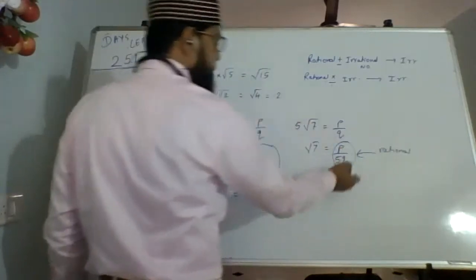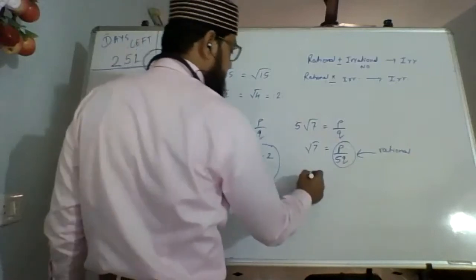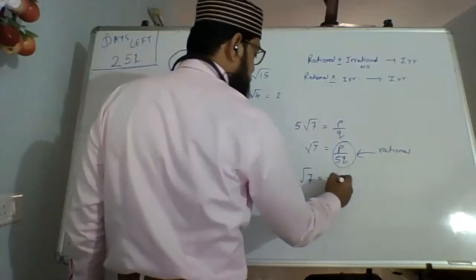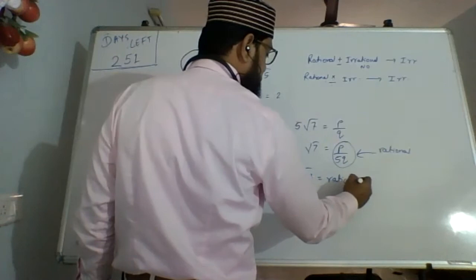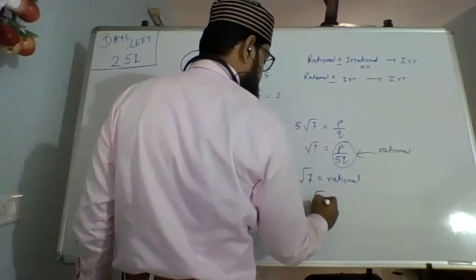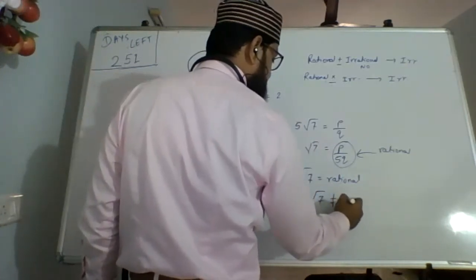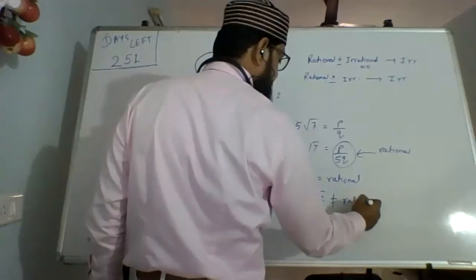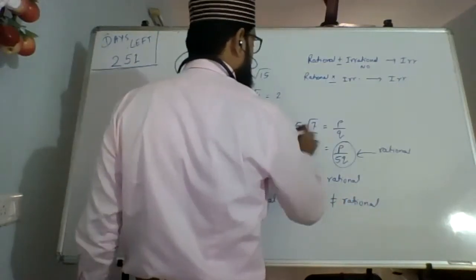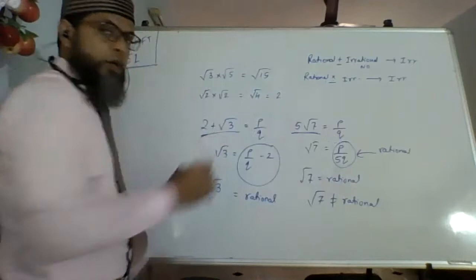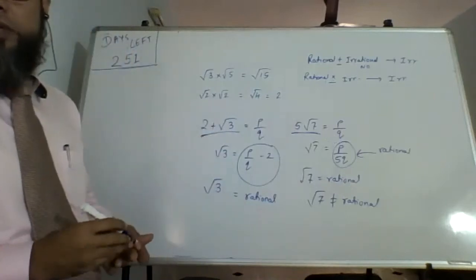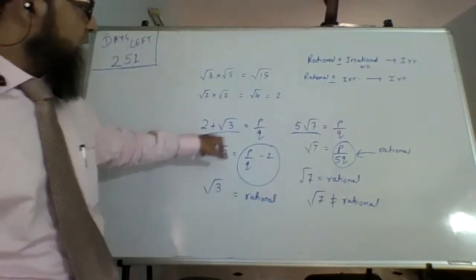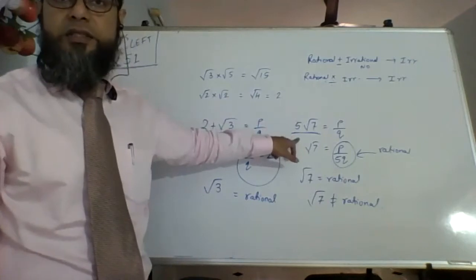P upon 5Q is rational. That means root 7 equals a rational number, which is not possible, because we know it is irrational. Therefore, this is also irrational. This is how you can prove that the addition of two numbers is irrational. So this is irrational, this is irrational.